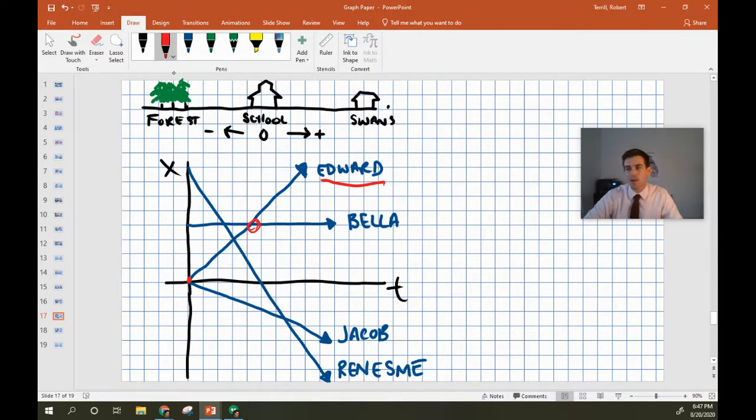So let's talk about what Bella's doing. Bella, her position is the same every single second along the way. Does she have constant velocity? Absolutely. Is her constant velocity 0? Yes.